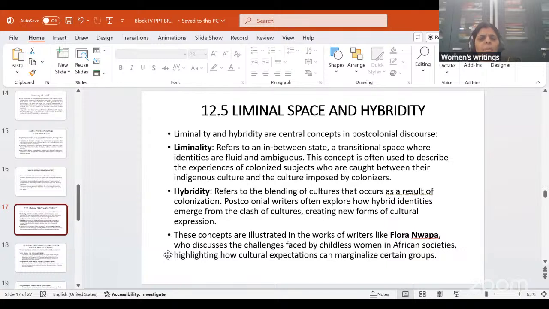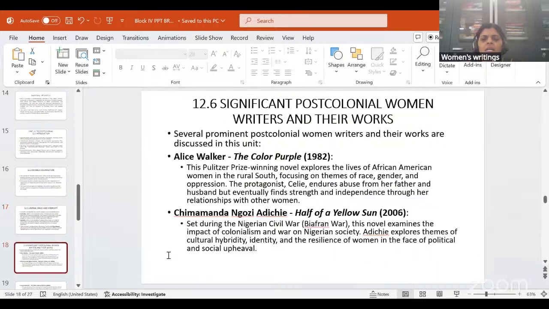So these concepts are illustrated in the works of writers like Flora Nwapa, who discusses the challenges faced by childless women in African societies, highlighting how cultural expectations can marginalize certain groups. So significant post-colonial women writers and their works when we look at, we see that Alice Walker, The Color Purple.